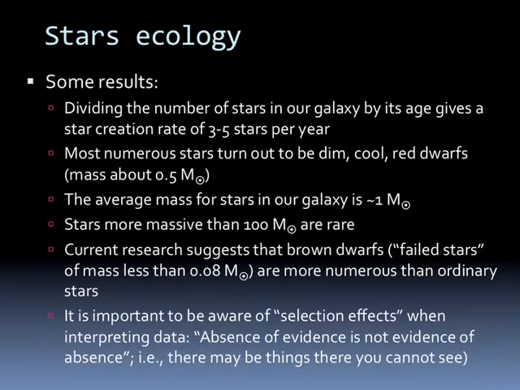Current research suggests that brown dwarfs, or failed stars, of mass less than 0.08 solar masses, are more numerous than ordinary stars. It's important to be aware of selection effects when interpreting data. Absence of evidence is not evidence of absence. In other words, there may be things out there we just cannot see.